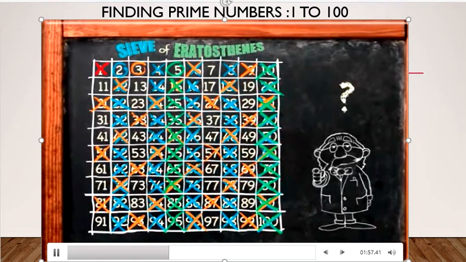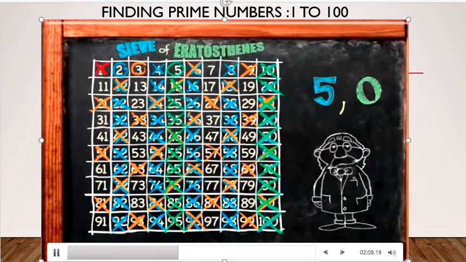Do you notice any patterns in the multiples of 5? I sure hope someone got that. They all end in 5 or 0. So if a number ends in 5 or 0, you know one of its factors is 5.